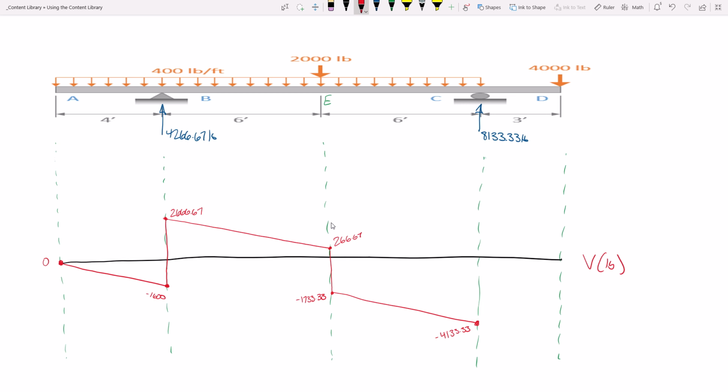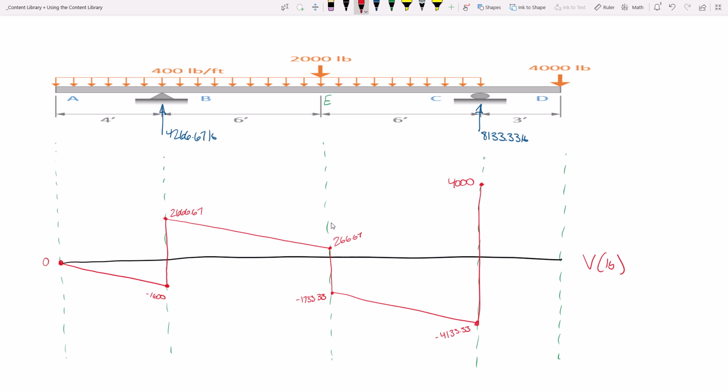All right, so if I'm at negative 4133.33 and I jump up 8133.33, what's that put me at? 4,000. So that's all the way up here. That is a big jump in shear, but that is a big reaction. Now what happens from C to D?